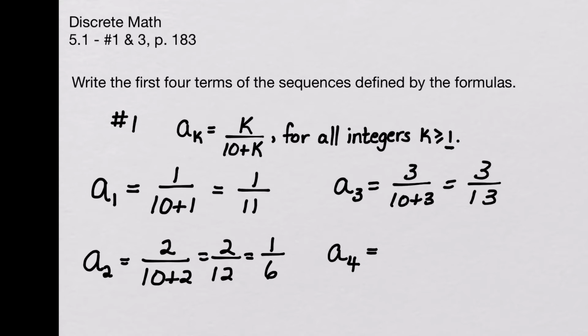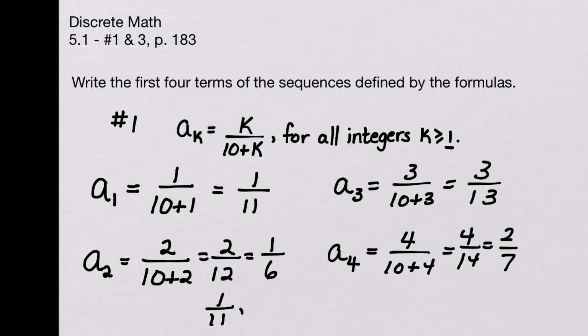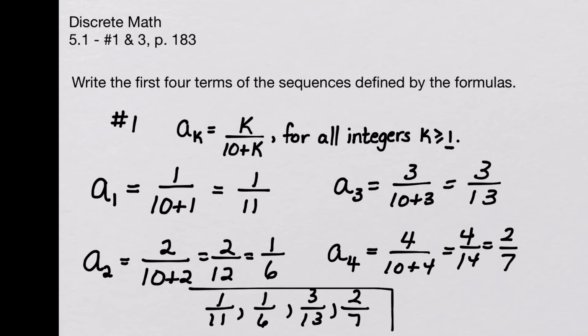And finally, a sub 4 is 4 over 10 plus 4, 4 over 14, which equals 2/7. So that's my sequence. And I can write this as 1 over 11, comma, 1 over 6, comma, 3 over 13, comma, 2 over 7. And that is my final answer for that one.